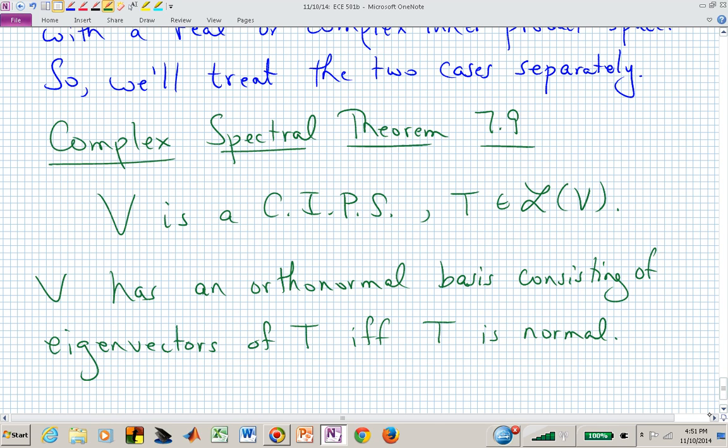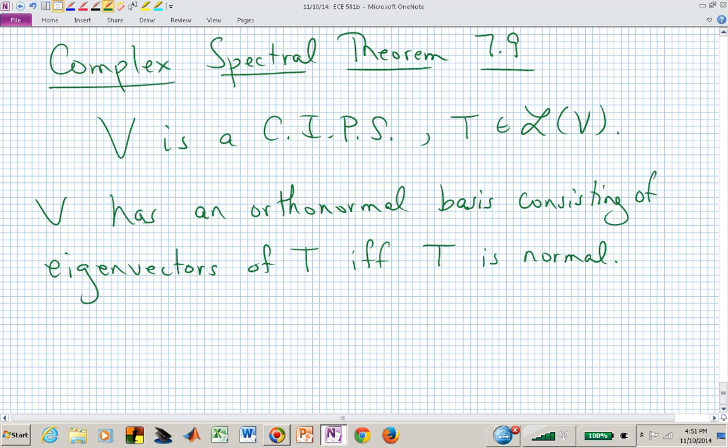If T commutes with its adjoint, then we can find an orthonormal basis for our complex inner product space V. That's what this complex spectral theorem is saying. And that basis, those orthonormal basis vectors, are simply the eigenvectors of this linear operator T. This is an if and only if, which means we can say A implies B and B implies A. We can show both directions and then we're done.